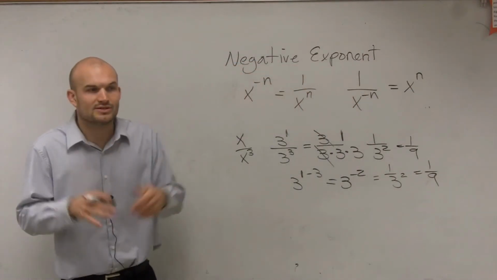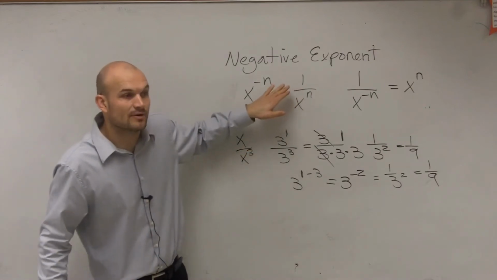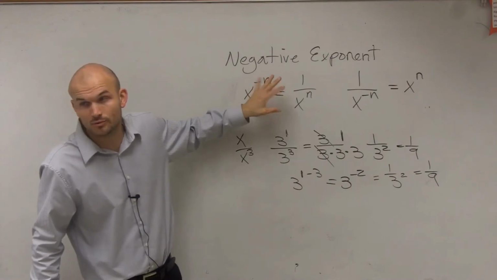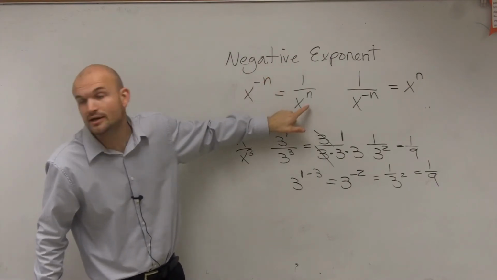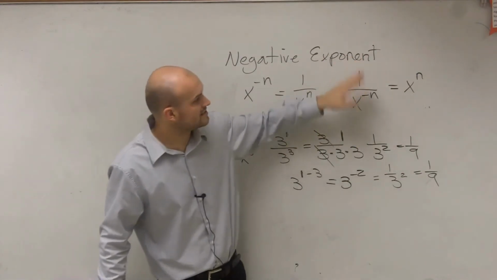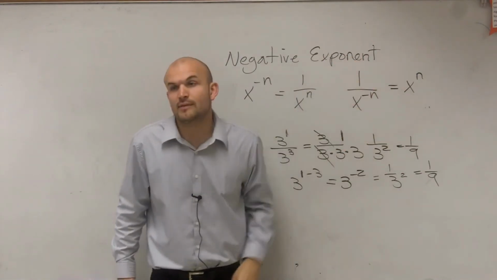All I want you to understand is that when you have a negative exponent in the numerator, you write it down in your denominator, and you can show it as positive. And the other way is, if you have it in your denominator, you can write it back up in your numerator.